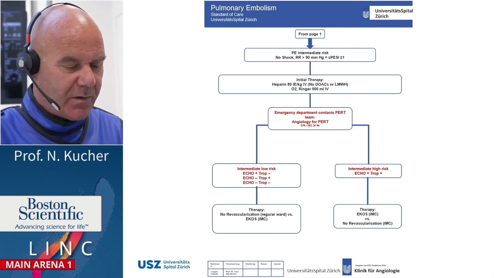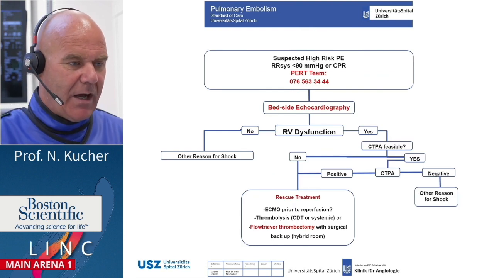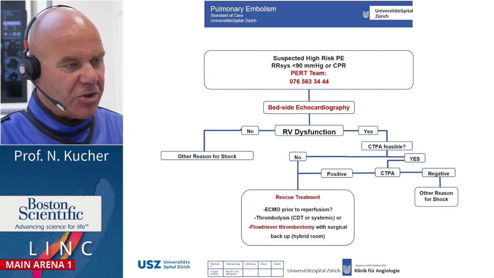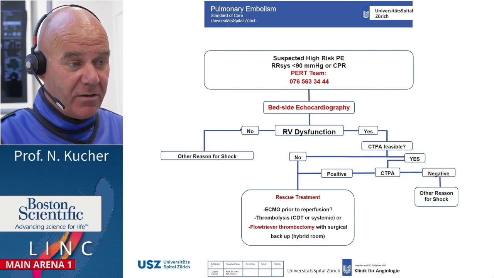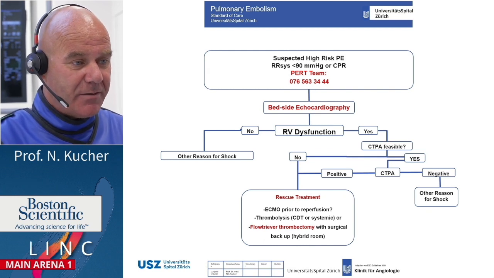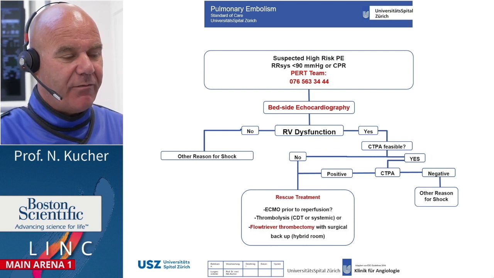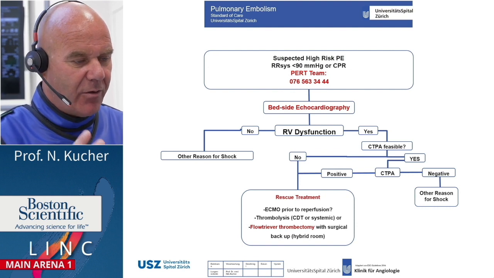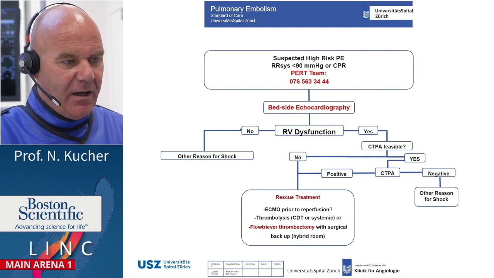Next slide. This is our flow chart and SOP for the high-risk group. Here, the PERT team is activated much earlier, already when there's a suspicion of high-risk PE. So the patient presents with a low blood pressure or has undergone cardiopulmonary resuscitation. The PERT team is activated. Usually the bedside echocardiogram is performed immediately. We have an echo machine in the shock room, and this is done very quickly. Then the patient usually goes to the CT scan.